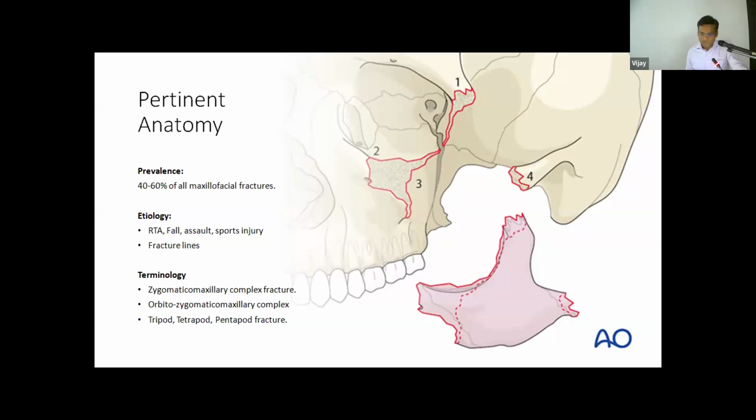Zygomatic bone in itself is a very thick bone, but it is weak at its articulations. So the fracture line runs from the anterior limit of the inferior orbital fissure superiorly, anteriorly, and inferiorly, and also to the zygomatic arch. Often we come across different terminologies like zygomaticomaxillary complex fracture or zygomatic complex fracture, tripod fracture, tetrapod fracture, and pentapod fracture. Because this bone articulates with the maxilla over a wide area, whenever any impact occurs on any of the bones, it influences the other.